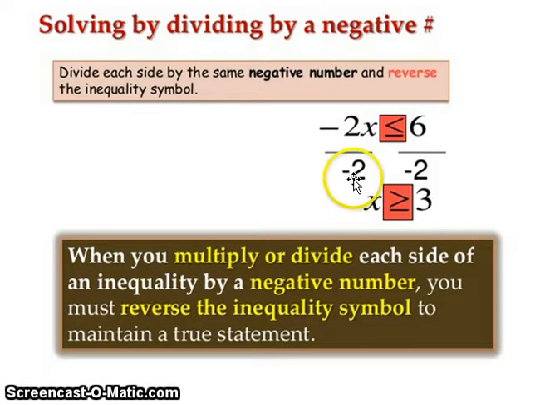Because we're dividing by the negative number, we are going to switch our inequality sign. Okay, so it's a very important rule to remember. So when you multiply or divide each side of an inequality by a negative number, you must reverse the symbol, okay, to maintain the true statement.